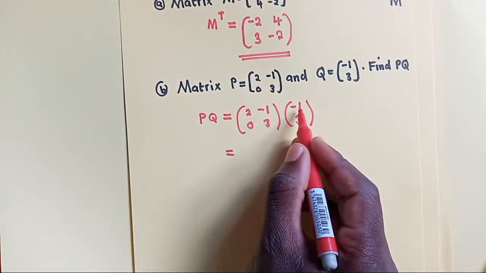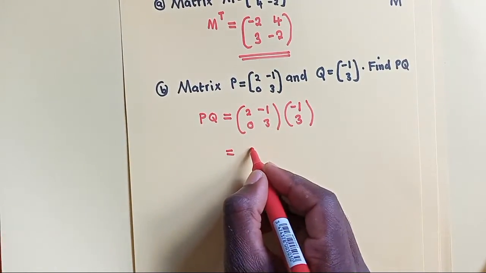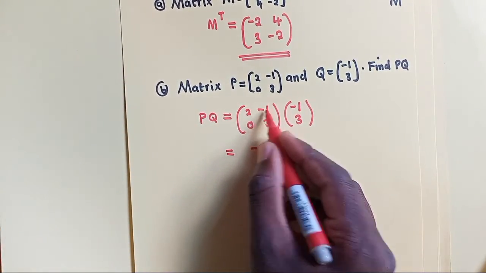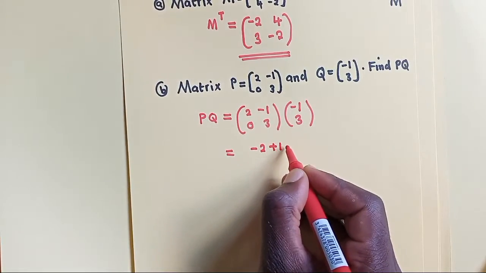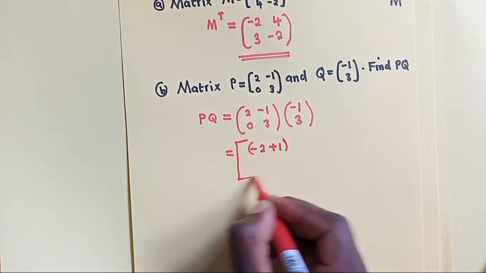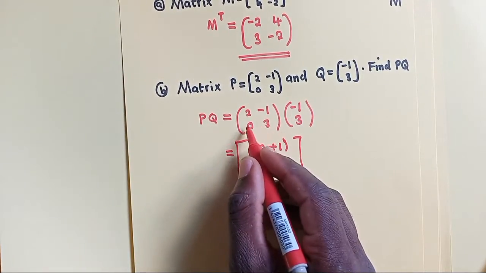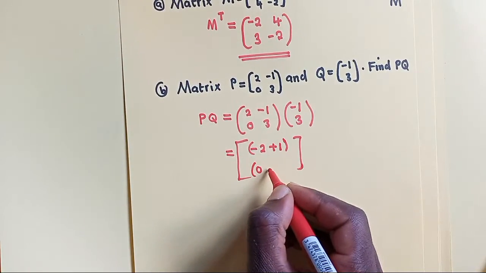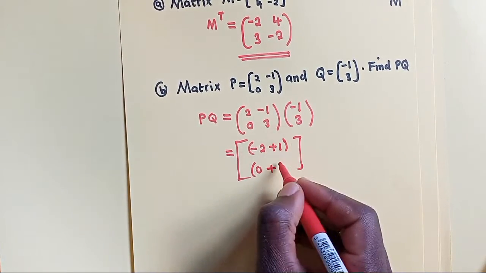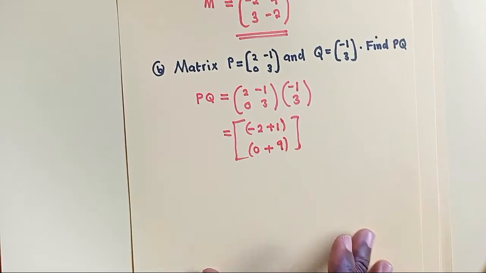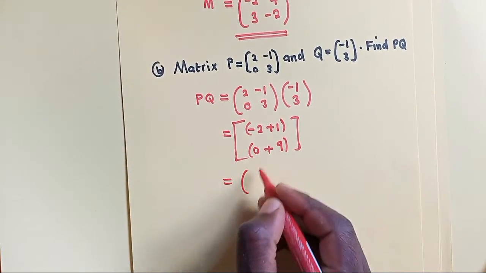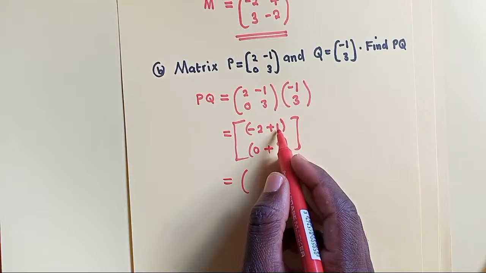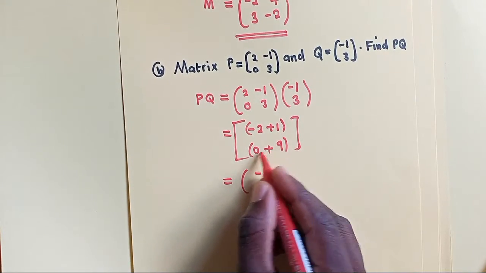It will be 2 multiplied by -1, which is equal to -2. -1 multiplied by -1 will be +1. So we're done with this one. We go to the next row. 0 multiplied by -1 will be 0, plus 3 multiplied by 3, it's 9, +9. So here we work out this -2 plus +1, it will be -1.